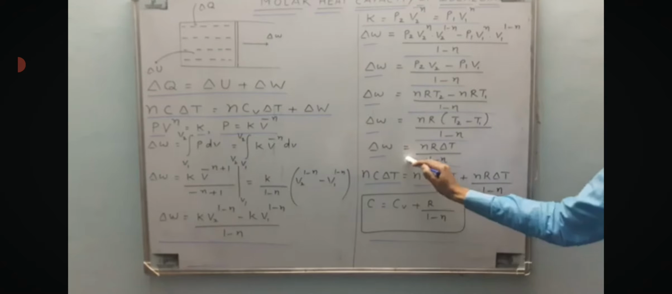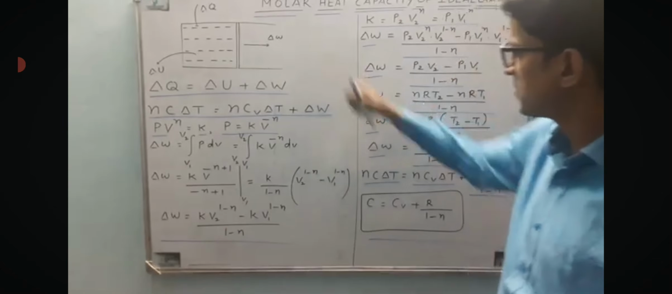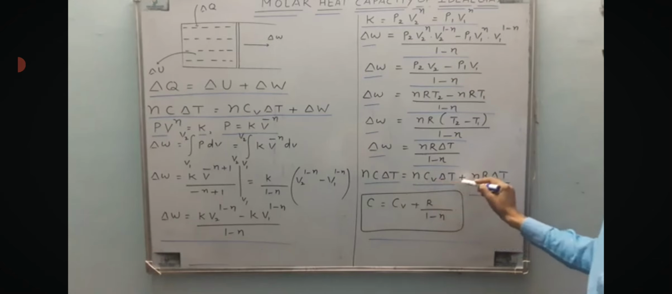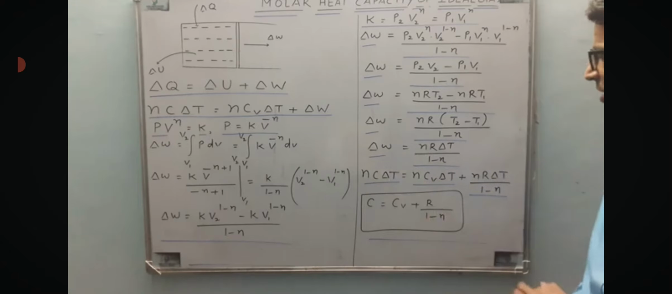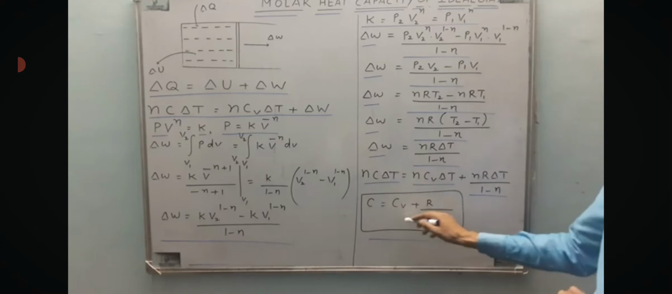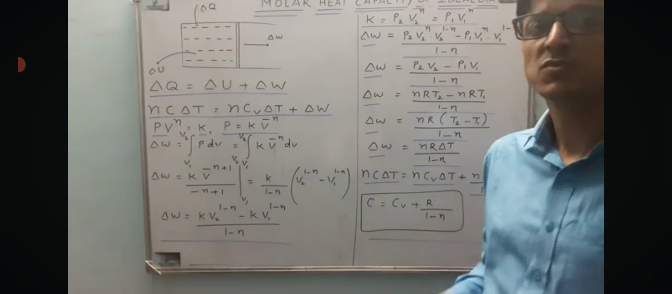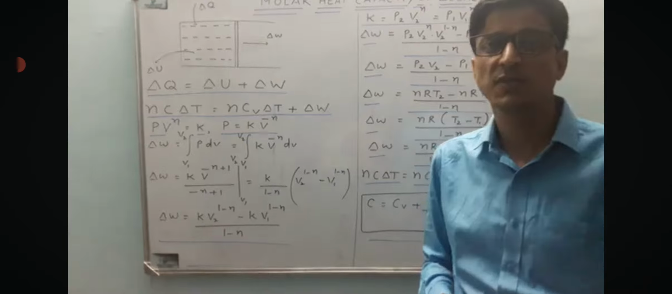So if we substitute this value in this equation, we have nC delta T is equal to nCV delta T plus nR delta T by 1 minus n. Cancelling out n delta T from both sides, we have C is equal to CV plus R by 1 minus n. So this is a general expression. You can solve questions easily with the help of this.